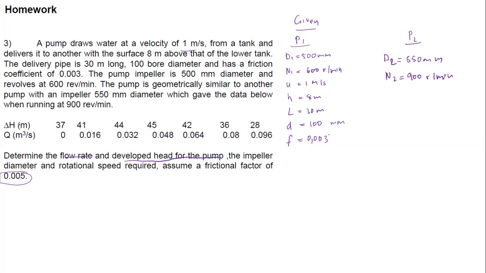In this case, we have the flow rate for pump number 2. We also have the height for pipe number 1, and for pipe number 2 as well. To apply the affinity laws, let me change to a different slide. So to apply the affinity laws, I'm actually going to talk about the flow rate.